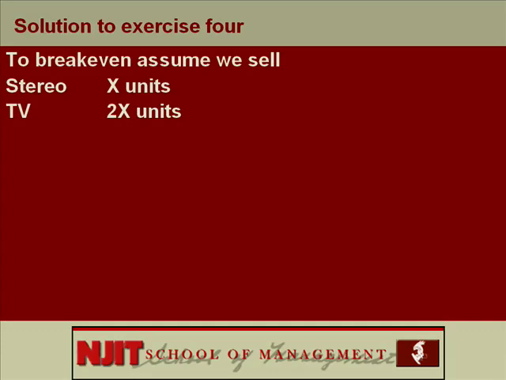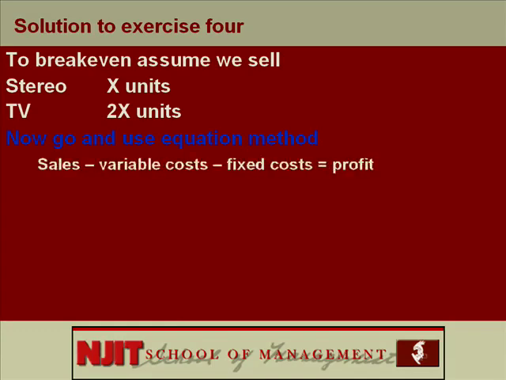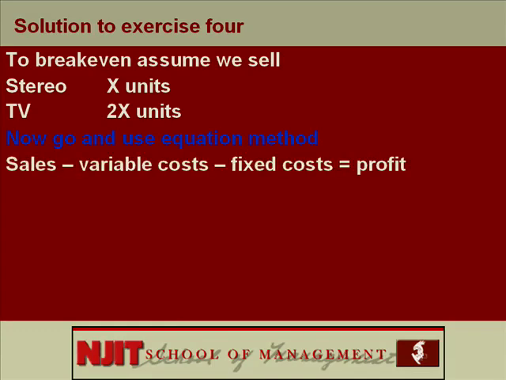2:1. You sell 2 TVs for every 1 stereo. So to break even, assume we sell X stereo, then we sell 2X televisions. Go back to basics, use the equation method. Here it comes. Sales less variable costs less fixed cost is profit. Sales is 1800X, variable cost is 1200X, fixed cost is 100,000, profit is 0.